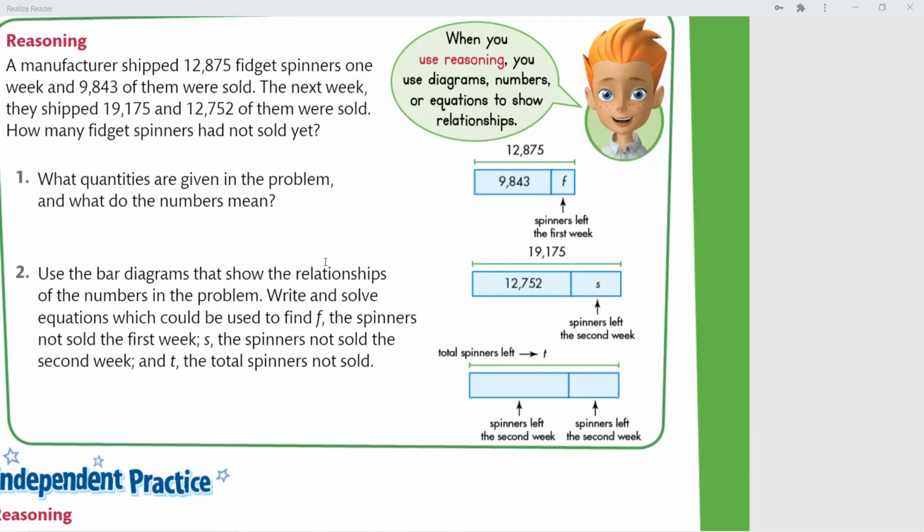So we're going to be doing a couple different things. Now we want to use our reasoning to try and figure out how we're going to answer this. There's a lot of information in this question. So our first question asks us what quantities are given in the problem and what do the numbers mean? So we know that we have the quantity 12,875. And we know that that is the quantity of the fidget spinners that were shipped. So this will be the shipped for week 1.